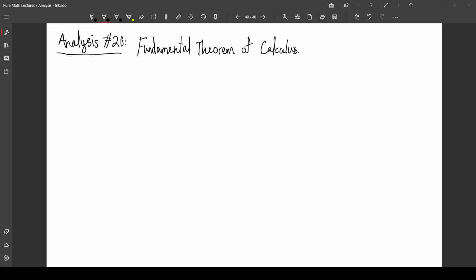Although maybe fundamental theorems of calculus, there are two versions. And if you've taken calculus, you might have seen this before. Of course, we're just going to be proving the theorems. What this is going to do is relate the derivative and the integral, right? The two analysis things that we've defined and worked with over the past couple of lectures.